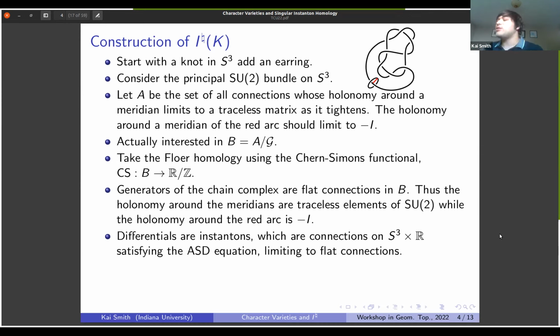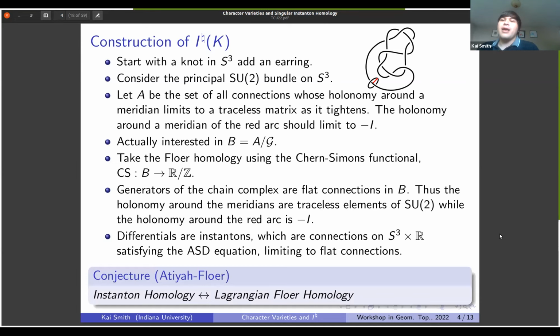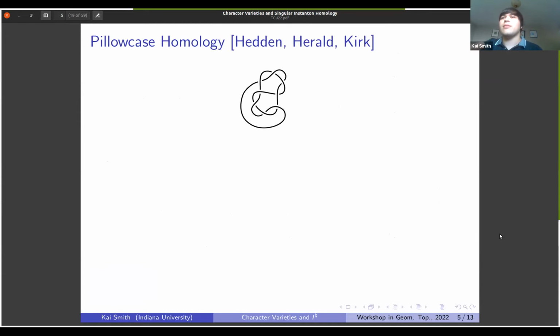And as you can imagine, this is a hard thing to actually compute. If I give you a knot, you have to construct infinite dimensional spaces, solve PDEs on them. It's not very practical. And so there's a conjecture by Atiyah and Floer that says any instanton homology should have some corresponding Lagrangian Floer homology. And so we're going to look at a proposed analog in the Lagrangian Floer world. And one of the benefits of that is that things are much easier to compute there. Not trivial, but easier than instanton homology.